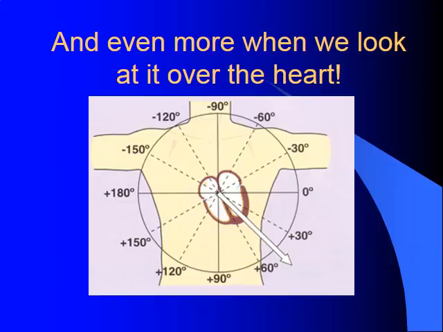So we have our normal axis sitting anywhere between -30, which is towards the patient's left arm there if you don't see it, and +90, which is going straight down. So any time the average flow of electricity runs in this range, we have a normal axis. Anytime it runs out of this range, we have an abnormal axis. And we'll talk about what is abnormal momentarily.